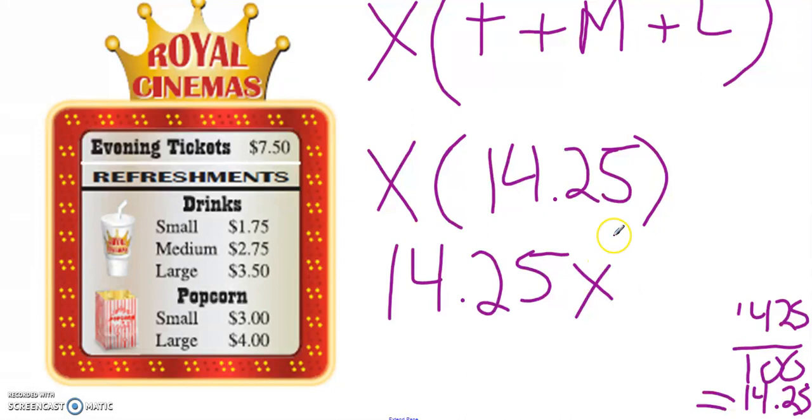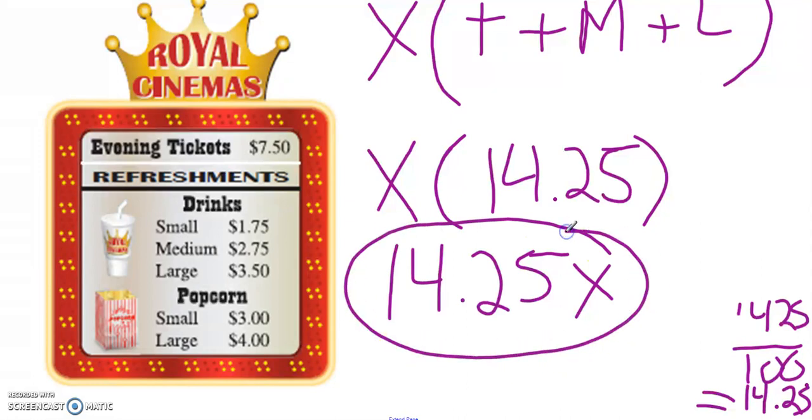So this is how this expression works, because once we figure out how many people are in the group, we can easily just say, okay, each person's going to spend 14.25, so depending on how many people are there, we could just plug that in and figure it out.